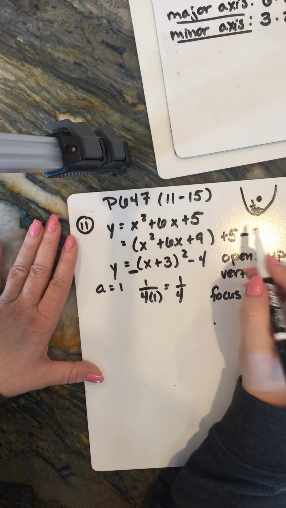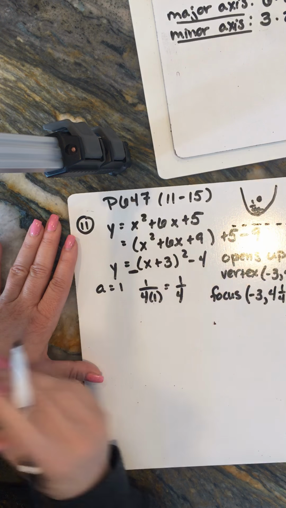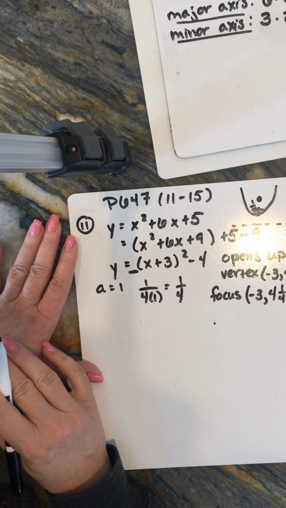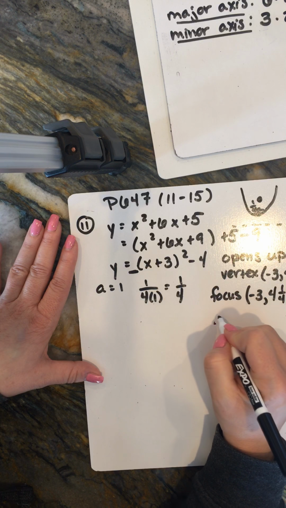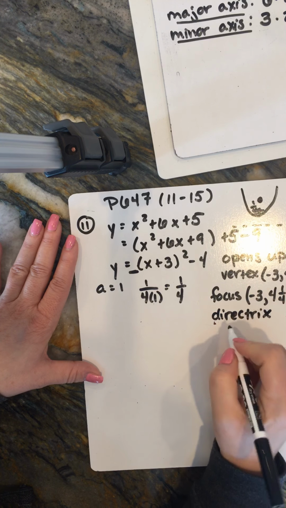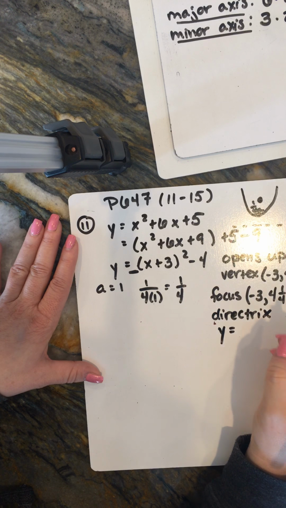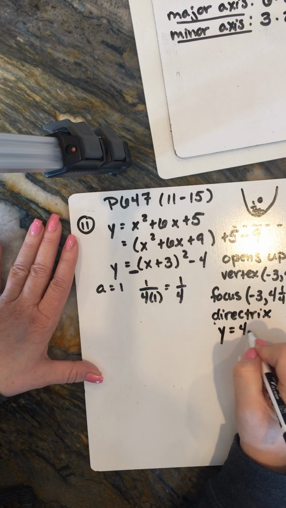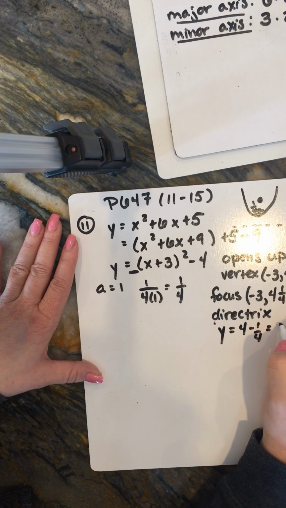The directrix is going to be below the vertex, and it is a y, so I'll write directrix. It is y equals -4 minus 1/4, or -4 1/4.